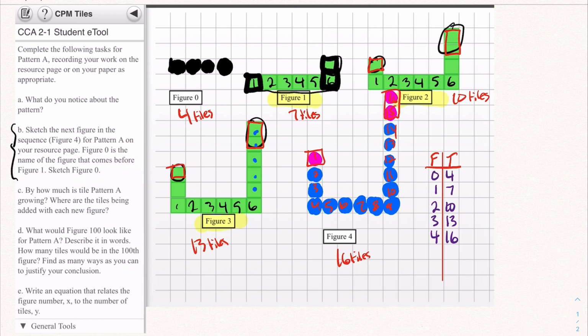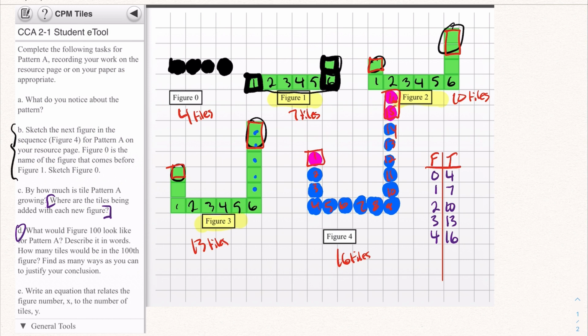So where are the tiles being added from each new figure? That's our next part, part C. So where are the tiles being added? Well, I'm adding 1 on the left and 2 on the right. So if we take a look at the representation for figure 4, you see that all of the blue tiles are what we already had from figure 3, and the pink tiles are what we added. So we're adding 1 tile to the left, and we're adding 2 tiles to the right. Now, here's the tricky one, part D.